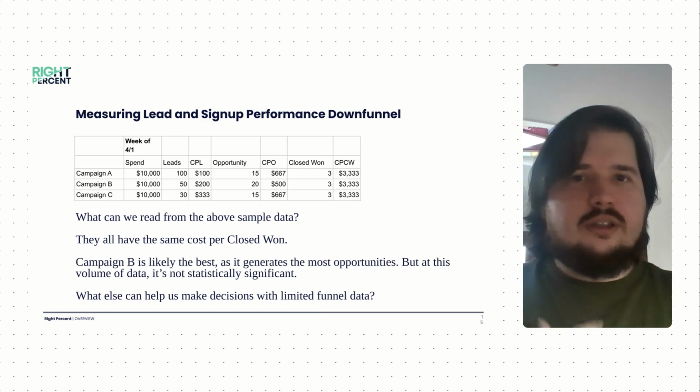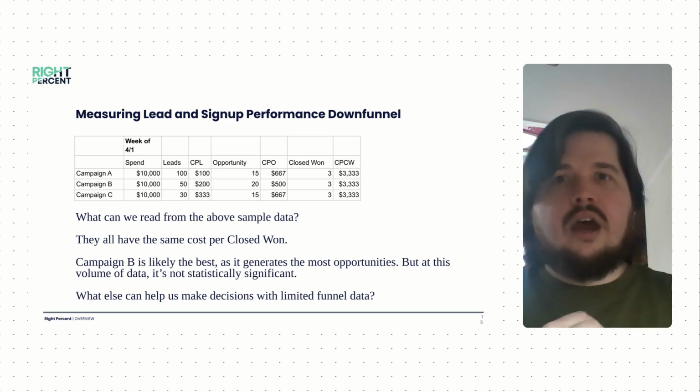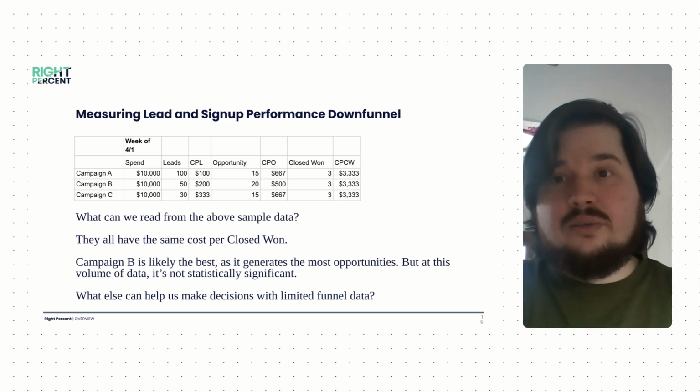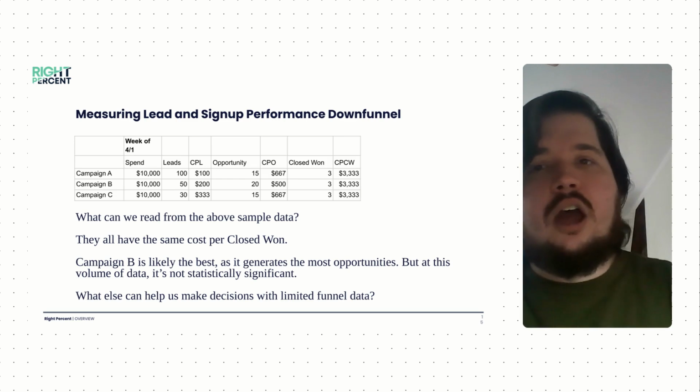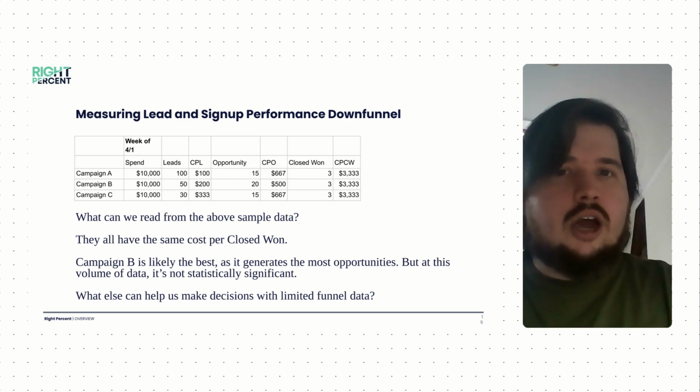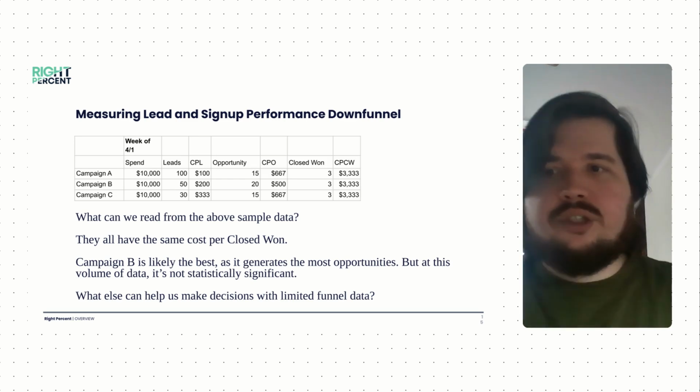And that ends up being the core metric that you look at on a weekly basis when looking at ad campaign performance. And then on a monthly or quarterly basis, you can look at ops and closed ones when comparing campaigns to each other.